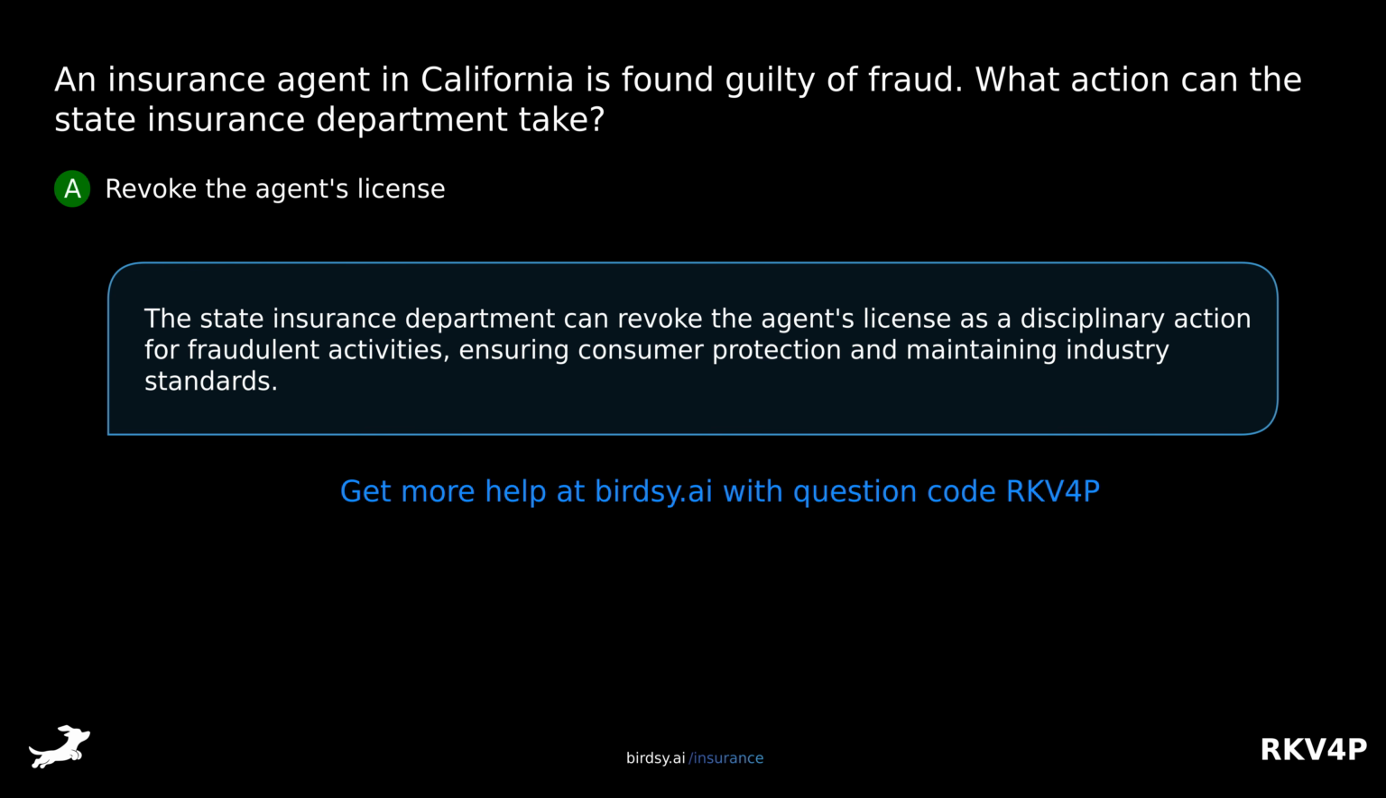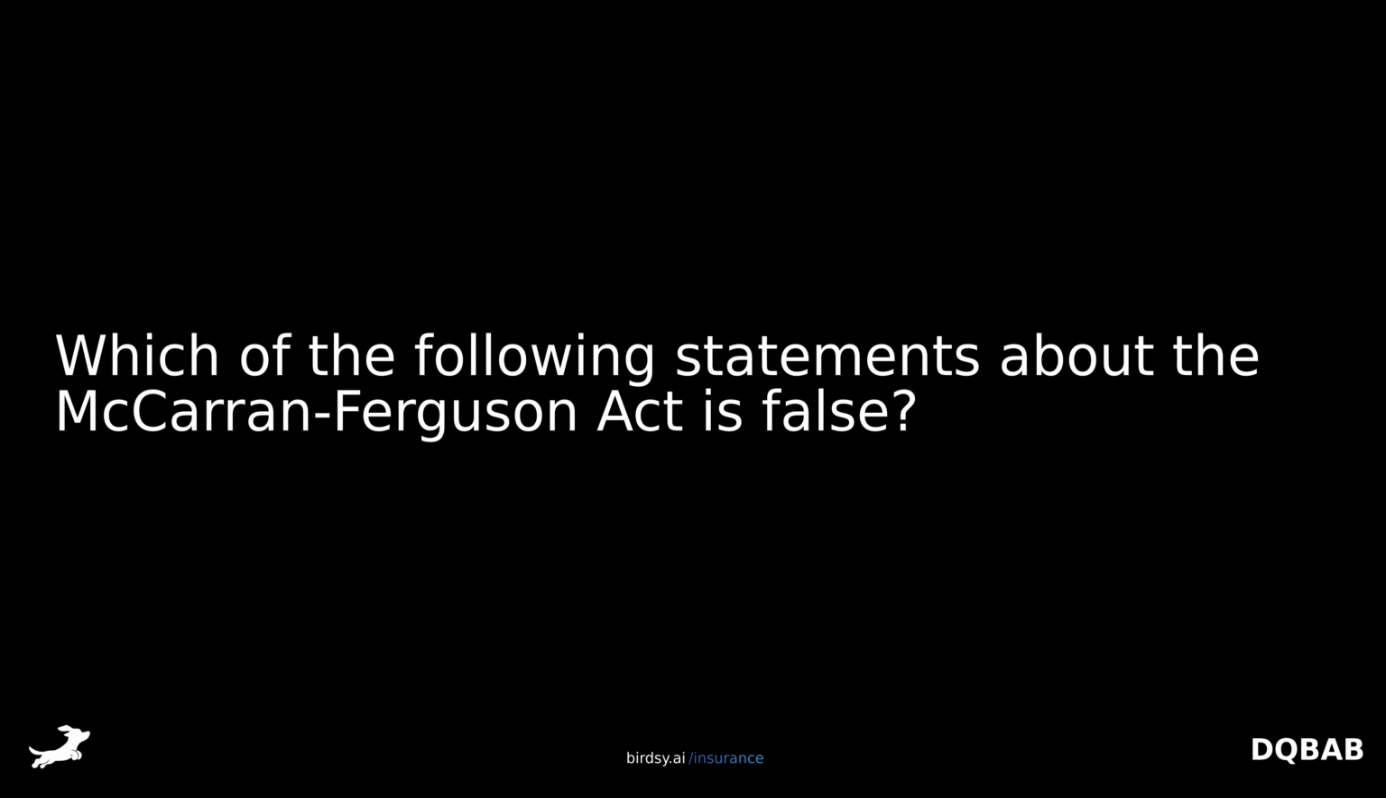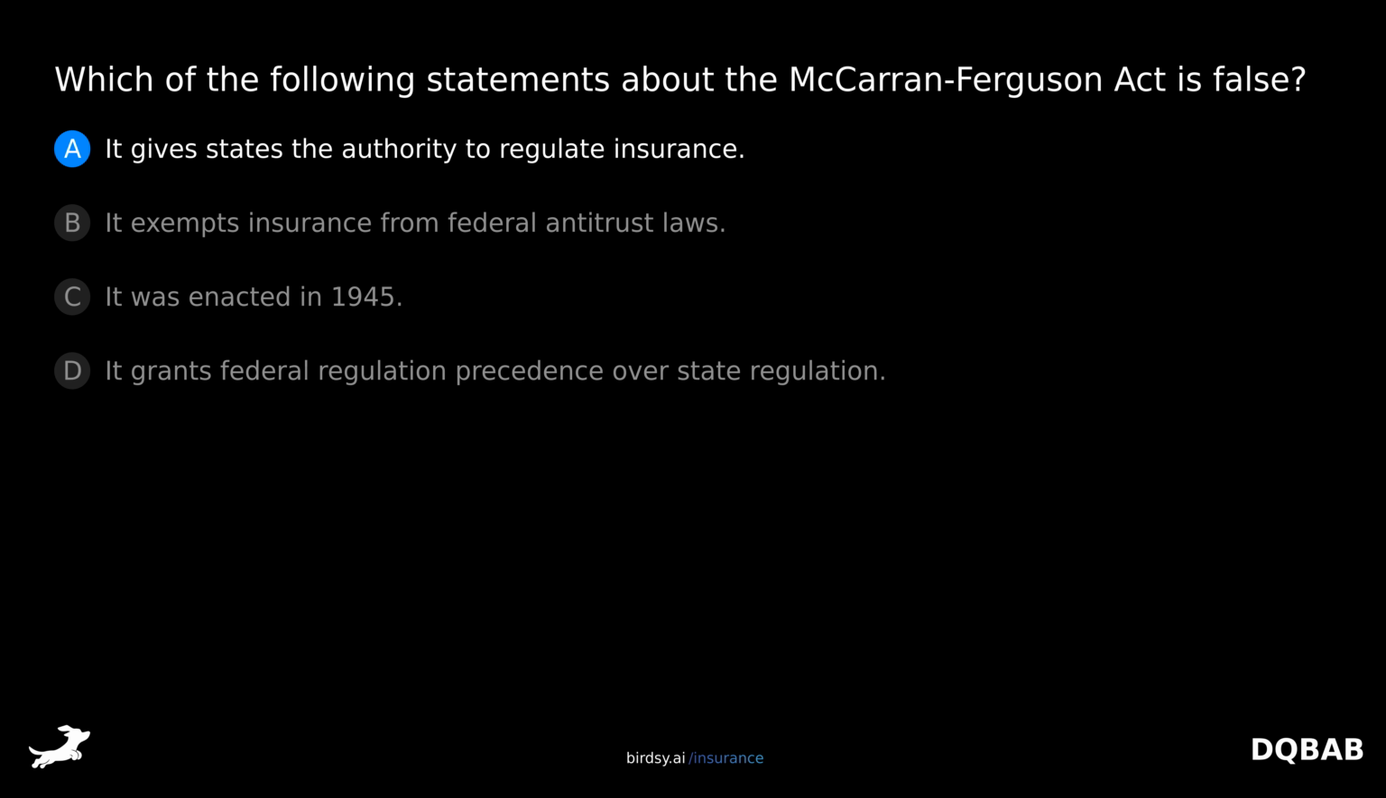The state insurance department can revoke the agent's license as a disciplinary action for fraudulent activities, ensuring consumer protection and maintaining industry standards. Which of the following statements about the McCarran-Ferguson Act is false? Is it A, it gives states the authority to regulate insurance, B, it exempts insurance from federal antitrust laws, C, it was enacted in 1945, or D, it grants federal regulation precedence over state regulation? The answer is D, it grants federal regulation precedence over state regulation.